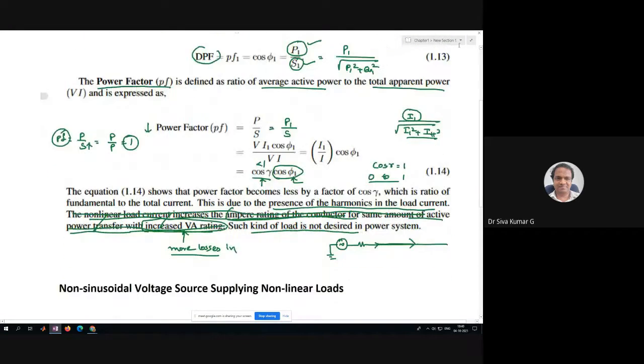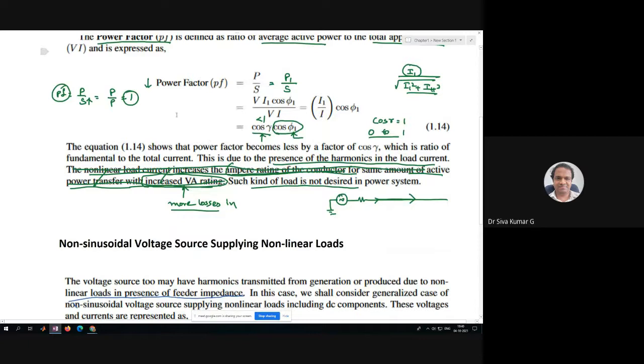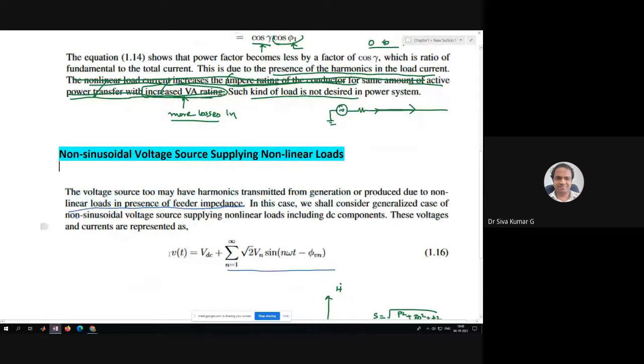Okay. This was about the fundamental voltage and nonlinear current. Now we will move to a non-sinusoidal voltage supplying nonlinear loads. In that case, the voltage has harmonics.